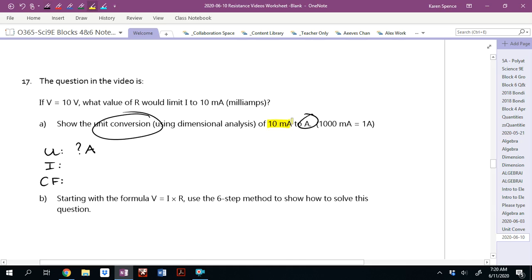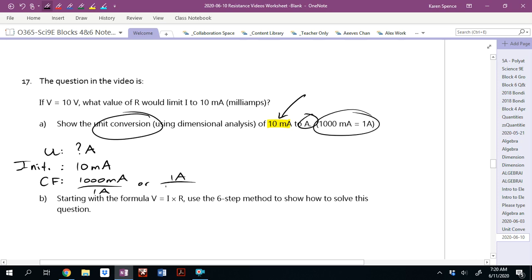Our initial quantity will be given in the question. I guess I shouldn't write it as I, because I looks like current. I'll write it as init to be a little bit faster. The initial quantity is 10 milliamps. And the conversion factor is given right here. There is 1000 milliamps per 1 amp, or you could write it as 1 amp per 1000 milliamps. Remember, it's okay to write a conversion factor right side up or upside down.